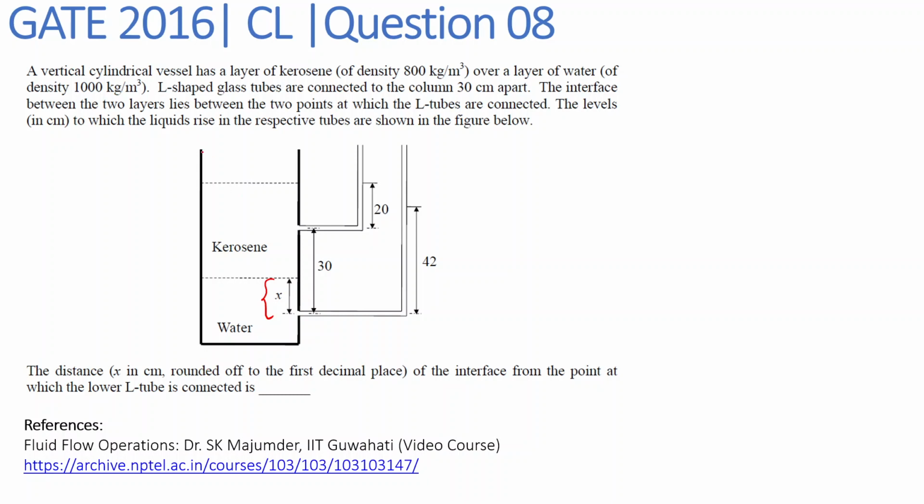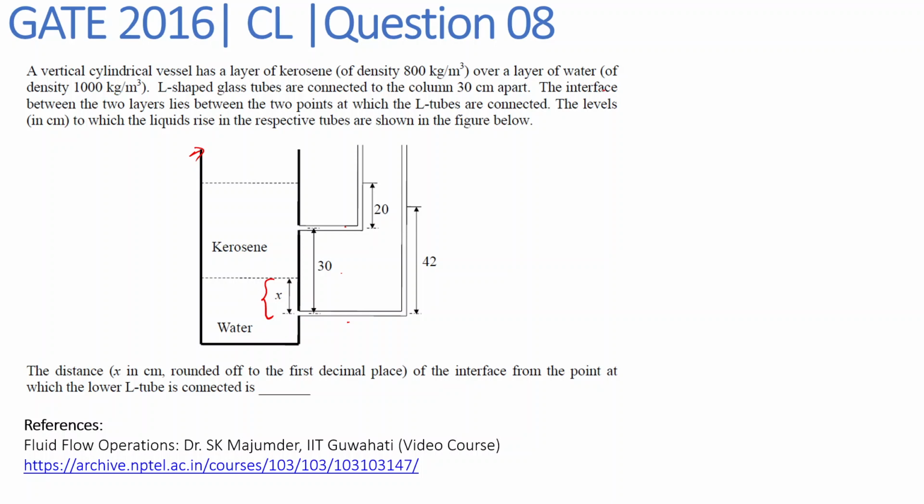So in this question, first of all, we are given a cylindrical tank. So this is our cylindrical tank. And on the bottom, water is filled and the density has been given as 1000 kg per meter cube. And above water, there will be less dense fluid, that is kerosene, and its density is 800 kg per meter cube. And then we are given these two L-shaped glass tubes that are placed 30 centimeter apart. So the distance between these two tubes is given as 30 centimeter.